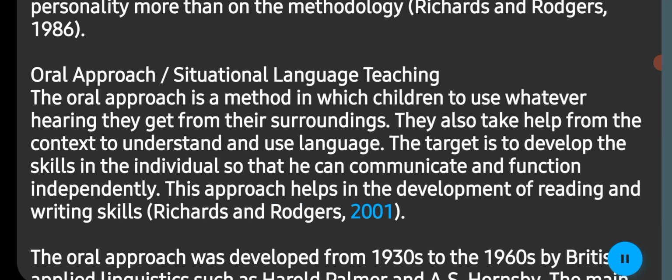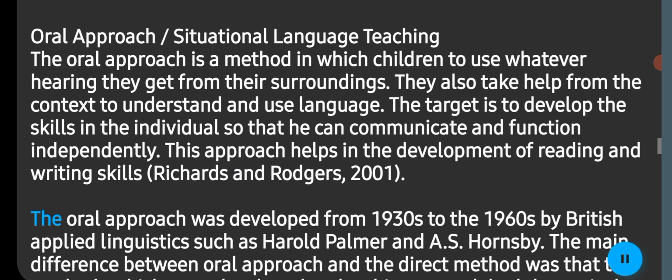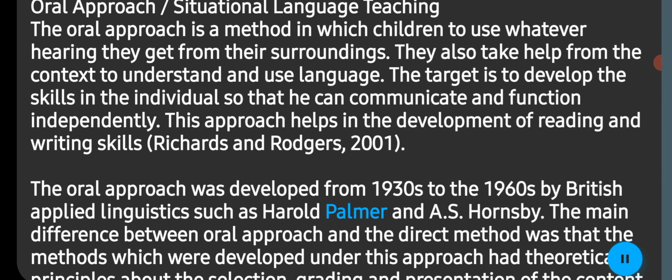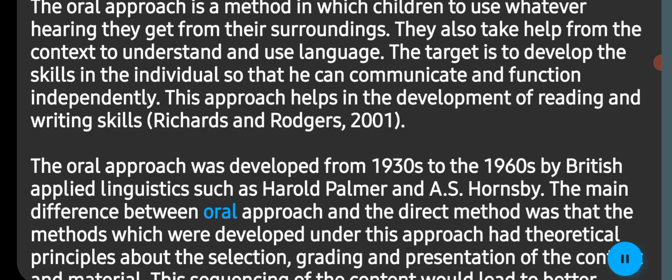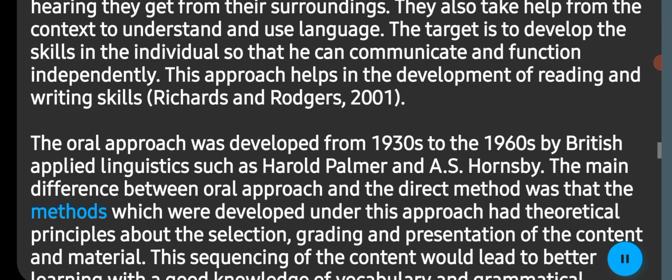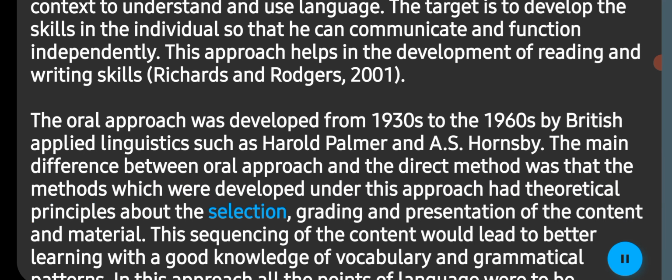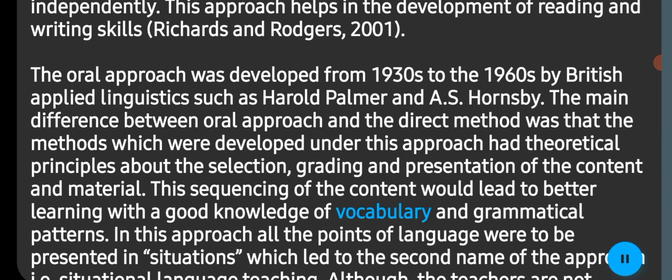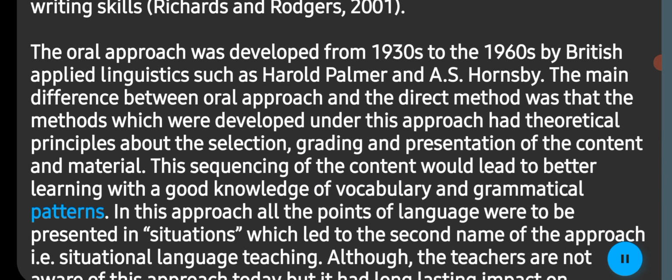Richards and Rodgers, 2001. The oral approach was developed from the 1930s to the 1960s by British applied linguists such as Harold Palmer and A.S. Hornby. The main difference between the oral approach and the direct method was that the methods developed under this approach had theoretical principles about the selection, grading and presentation of the content and material. This sequencing of the content would lead to better learning with a good knowledge of vocabulary and grammatical patterns.